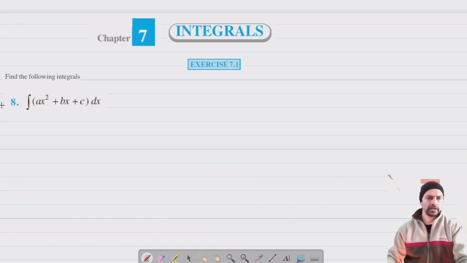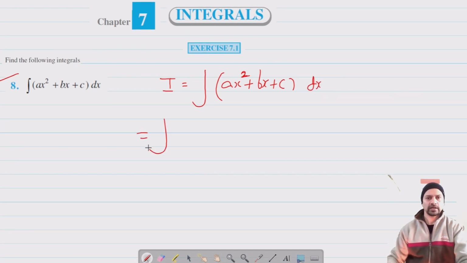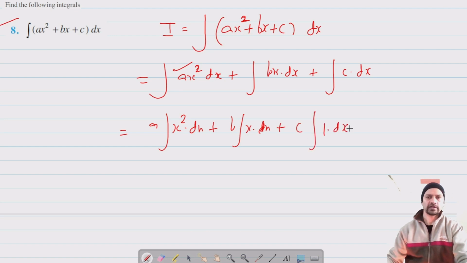Alright, so for question number 8, we have to find the integral. Let's say this is our integral, that is ax square plus bx plus c into dx. Let's separate the integrals. It is ax square into dx plus integration of bx into dx plus integration of c into dx. Now a is constant, so integration of x square into dx, b is constant, integration of x into dx, c is constant, integration of 1 into dx.